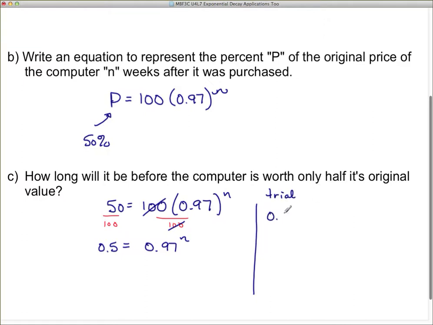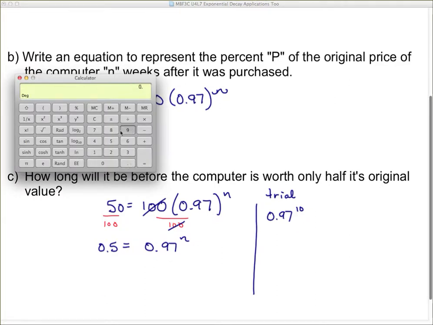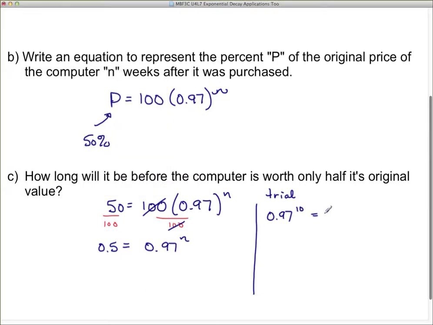So let's go 0.97. I know it's not 1, because if it's 1, it's just 0.97. And it's going to have to be a little bit more. So let's try 0.97 to the 10. And we want it to be 0.5. 0.97 to the exponent 10 is 0.737. So it hasn't been going long enough to get half the original value, so it's not going to be 10.